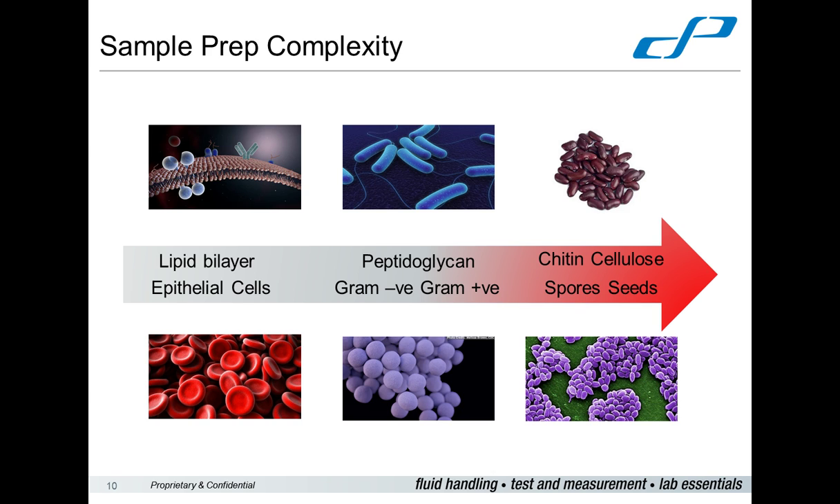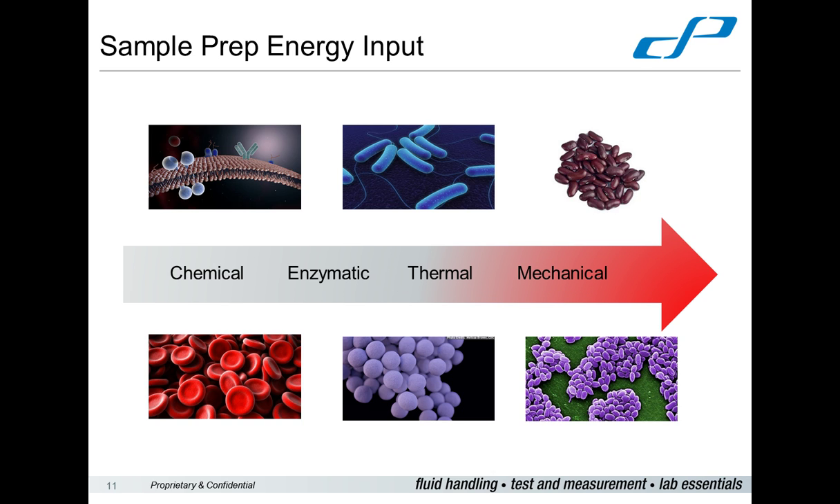However, as the complexity of the sample prep process increases, by definition, the amount of energy that you need to input into the sample prep system increases alongside. So, the basic tools at our disposal, I'm talking fundamentals here of sample prep, are listed on the slide: chemical, enzymatic, thermal, and mechanical methods of lysis. Each requires increasing amounts of energy, and each comes with its own set of pros and cons.